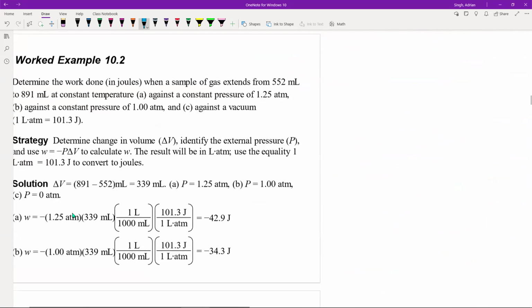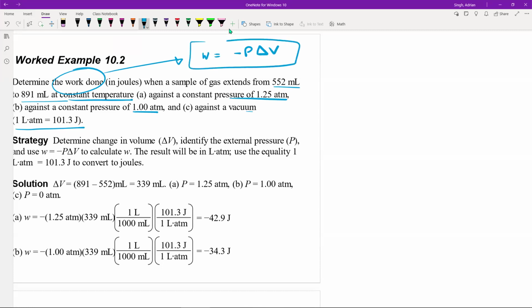Okay, let's take a look at an example. It says determine the work done in joules when a sample of gas extends from 552 mL to 891 mL at constant temperature against a constant pressure of 1.25 atmospheres, against a constant pressure of 1 atmosphere, and against a vacuum. It also gives you a relationship that we can use. All right, so we need to determine the work done. So work here is equal to negative P times delta V. Okay, that's the equation that we've seen before.